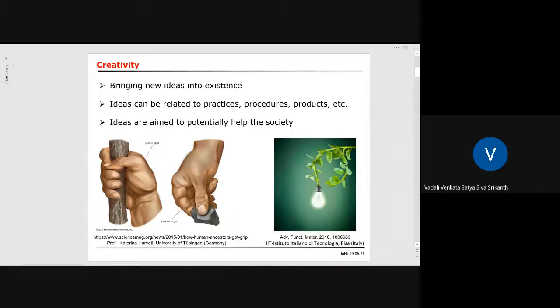Now, creativity is bringing new ideas related to products, practices, procedures, and so on into existence. And of course, these ideas are aimed potentially to help society. Here is a classical example of a creative idea: the idea of using a thumb, which came into existence more than 2 million years ago. Another example is the idea of deriving electricity from plants, as if you pin an electrical device like a bulb to the stem of a plant, and then you switch on the bulb. Let us see in the following slide how useful these ideas are for us after defining innovation. We'll come back to these examples once we define the word innovation.